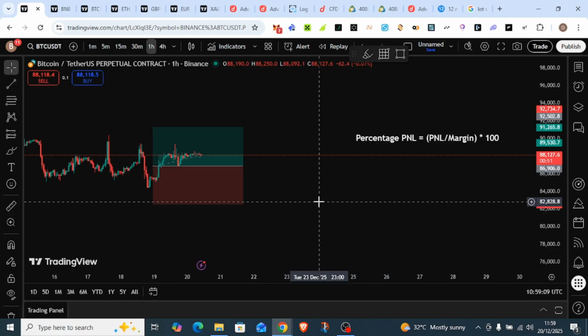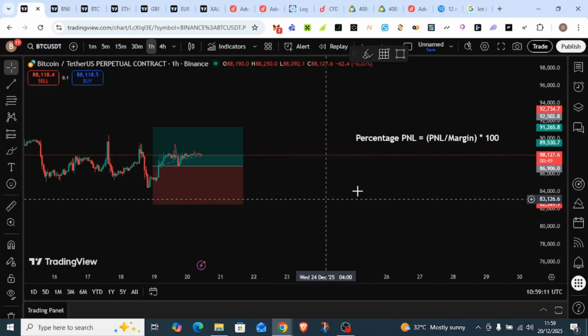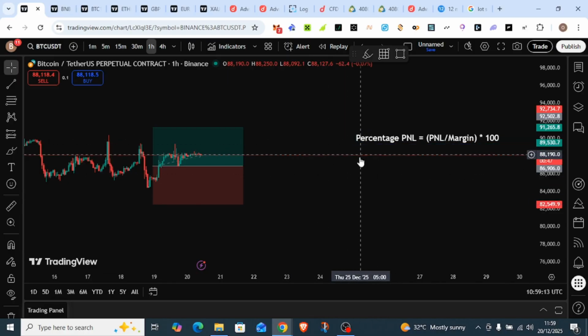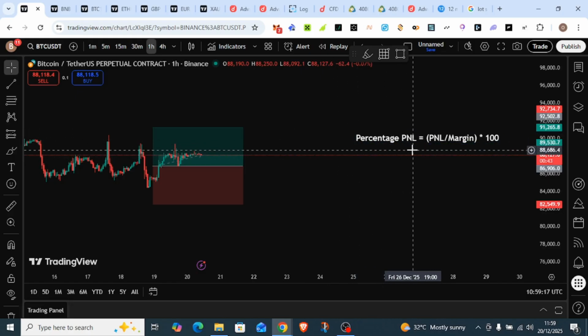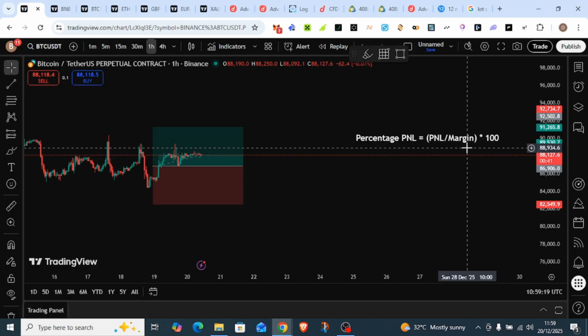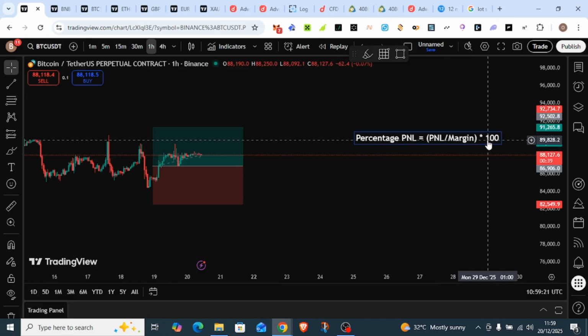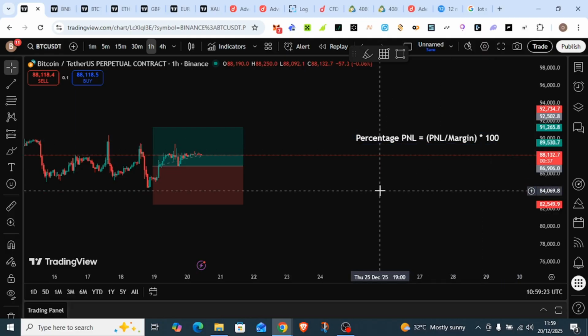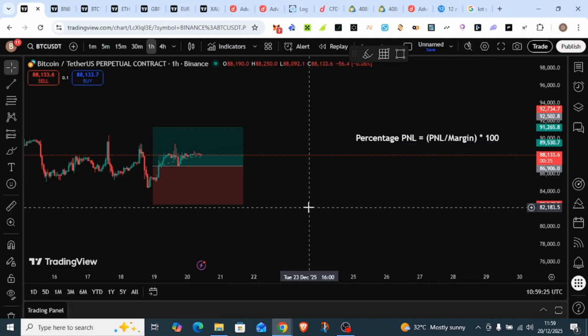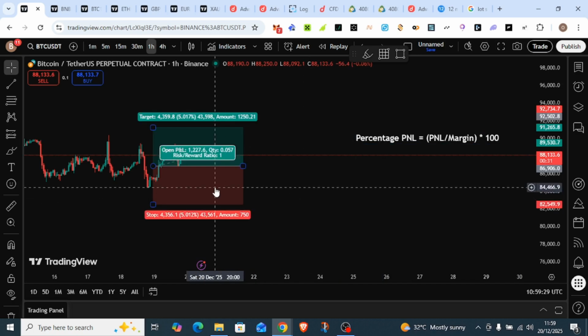Before we get started, let me explain this formula. The formula for getting the PNL percentage is PNL over margin times 100. So we are going to do the calculation together using this setup.